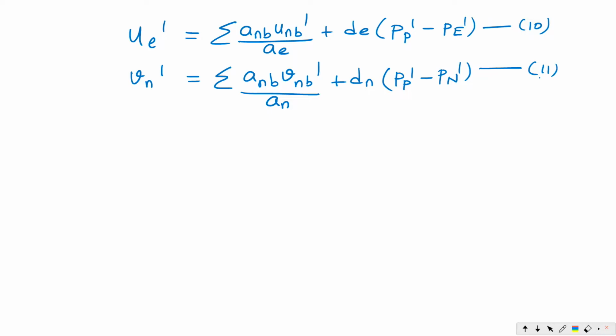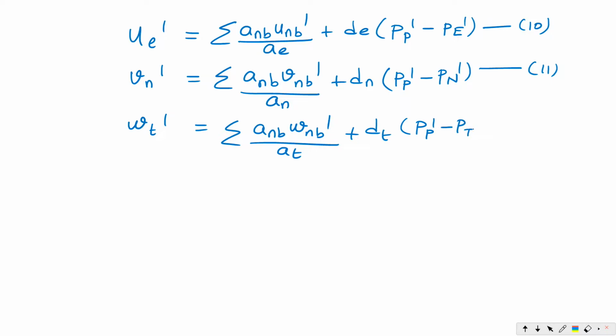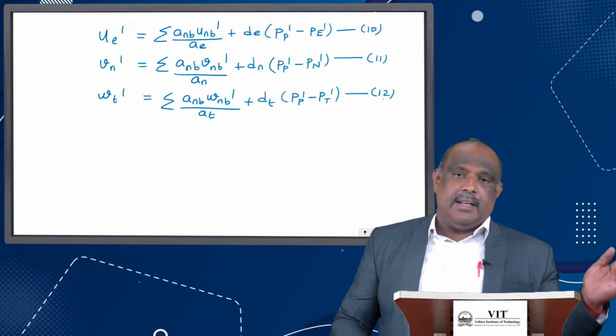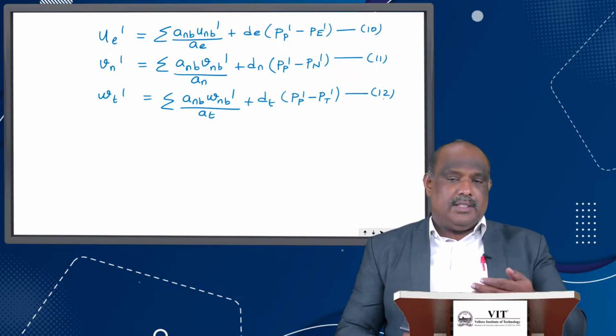Similarly, let us write the velocity correction equation for the z direction, which is nothing but Wt prime, equal to sigma of ANB WNB prime by AT plus DT of PP prime minus PT prime. Let us call this equation number 12. So these are on the right hand side, the top side. Similarly, I can write on the left hand side, bottom side, as well as the southern side.